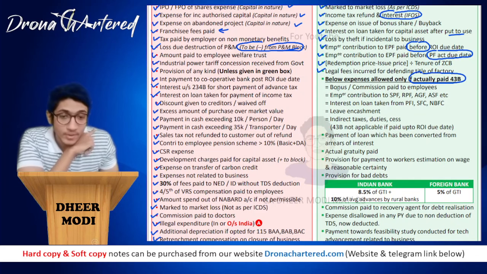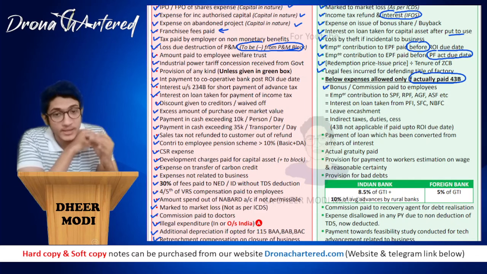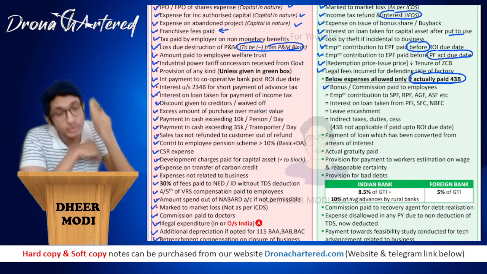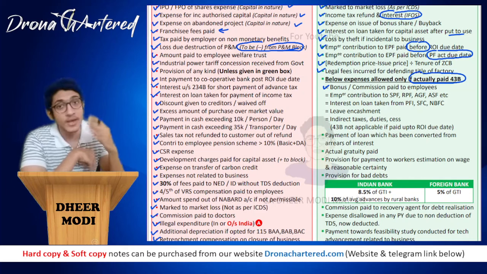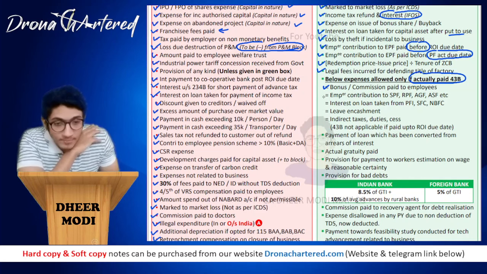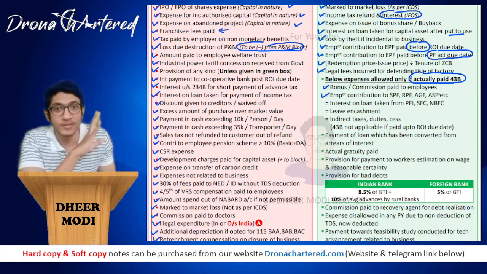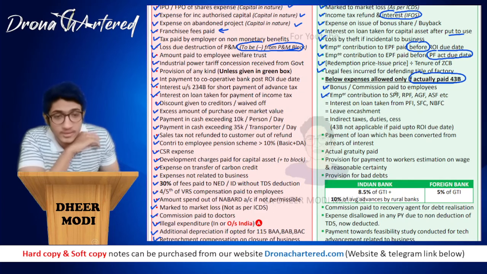Okay. Now your first is any bonus or commission paid to employees. This has to be actually paid. All of these transactions have to be actually paid. These are not just mere book entries. Actual payment should have taken place. Employer contribution to SPF, RPF, AGF, AS, etc. These are your superannuation fund, etc.